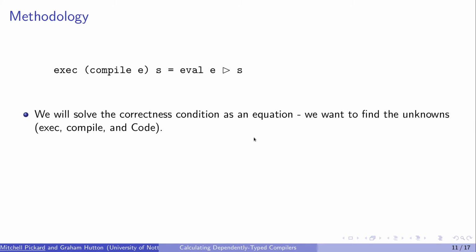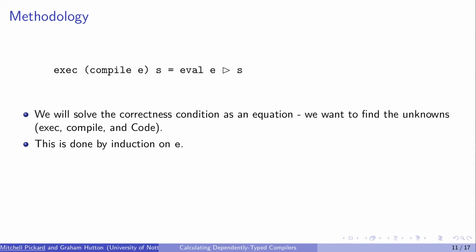Now, how are we actually going to do the calculation? So we have this correctness condition from before, and we want to solve this as an equation. We've got some unknowns here that we need to find. The unknowns in this case are the compiler, which is one of the key components we're calculating, the execution function, which will tell us how to execute the abstract machine, and the actual code type for the abstract machine. Previously, we only defined the type of it. As we go through the calculation, we're going to be defining new constructors for this code type.